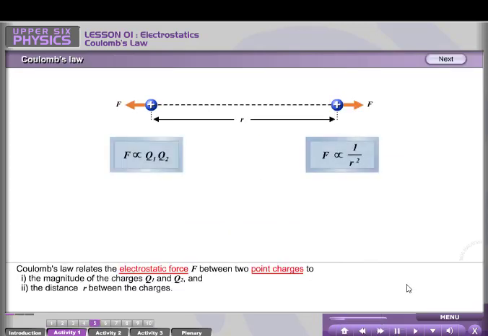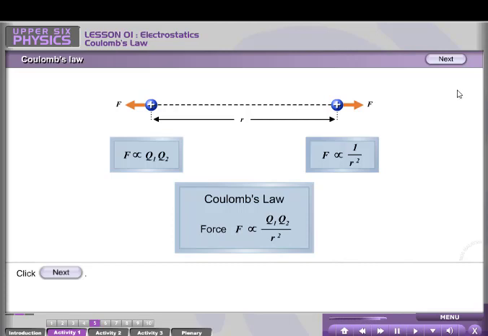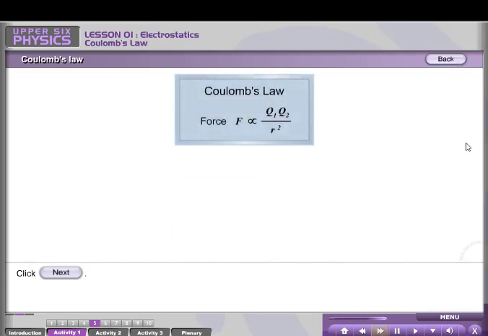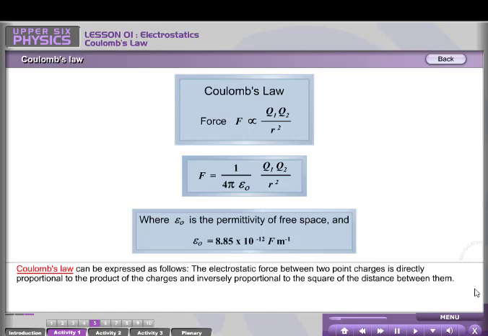Coulomb's law relates the electrostatic force F between 2 point charges to the magnitude of the charges Q1 and Q2 and the distance r between the charges. Click on the next button. Coulomb's law can be expressed as follows. The electrostatic force between 2 point charges is directly proportional to the product of the charges and inversely proportional to the square of the distance between them.